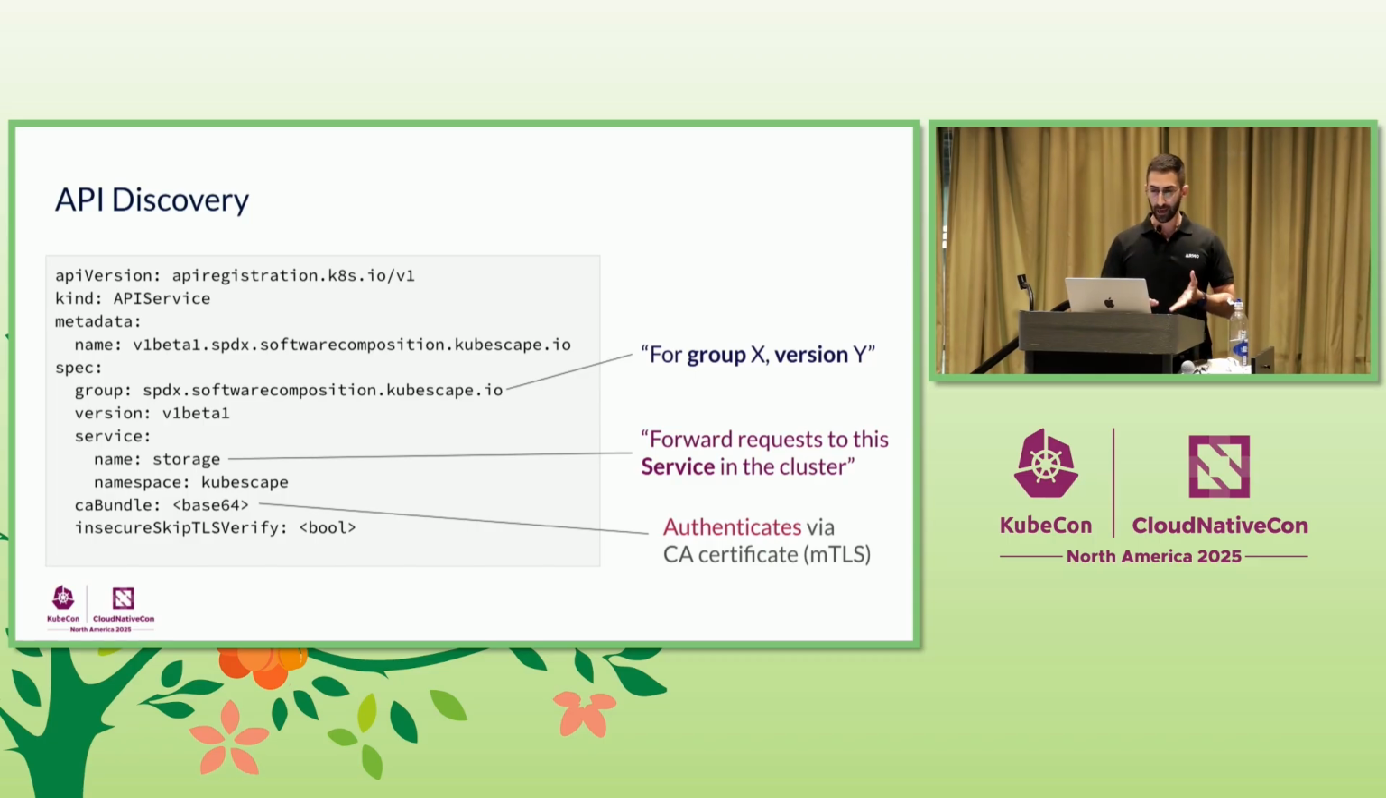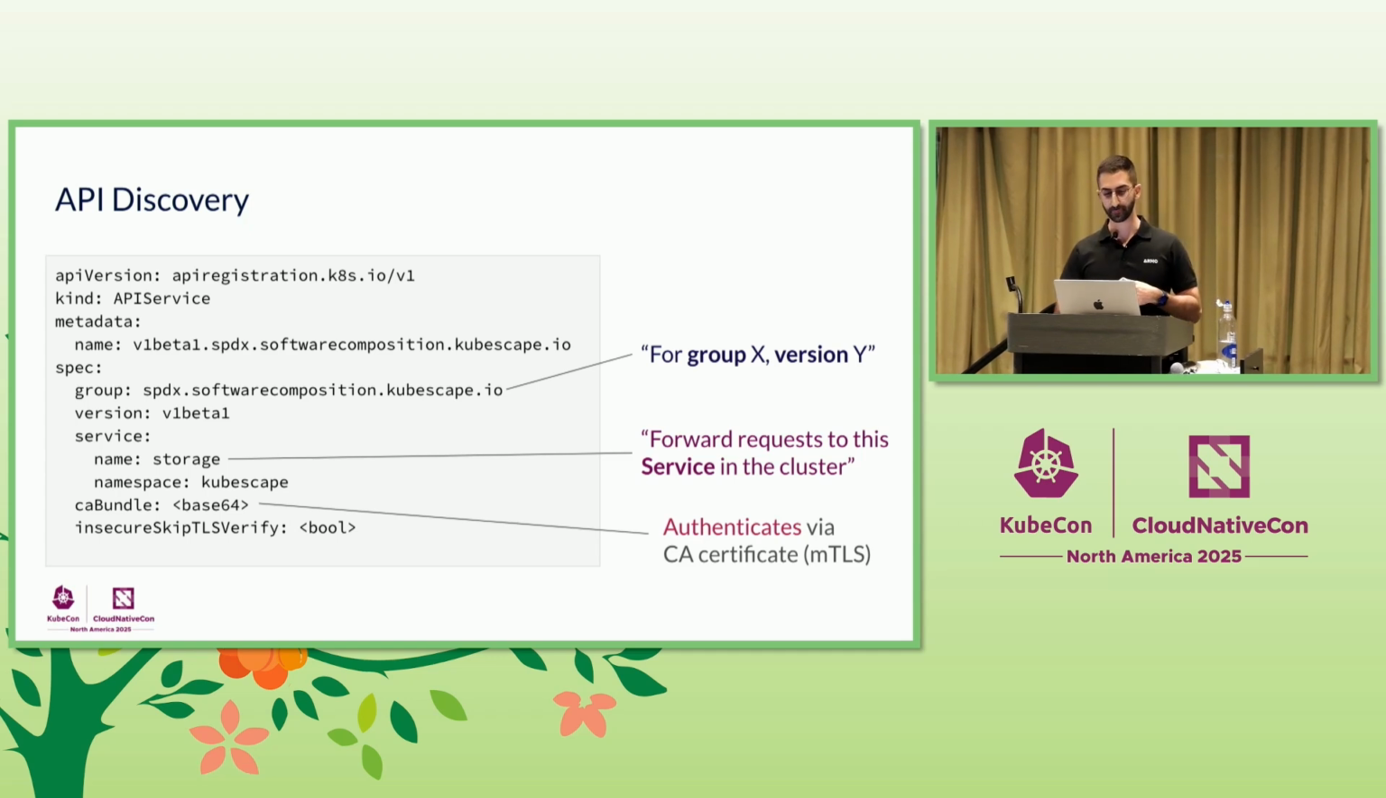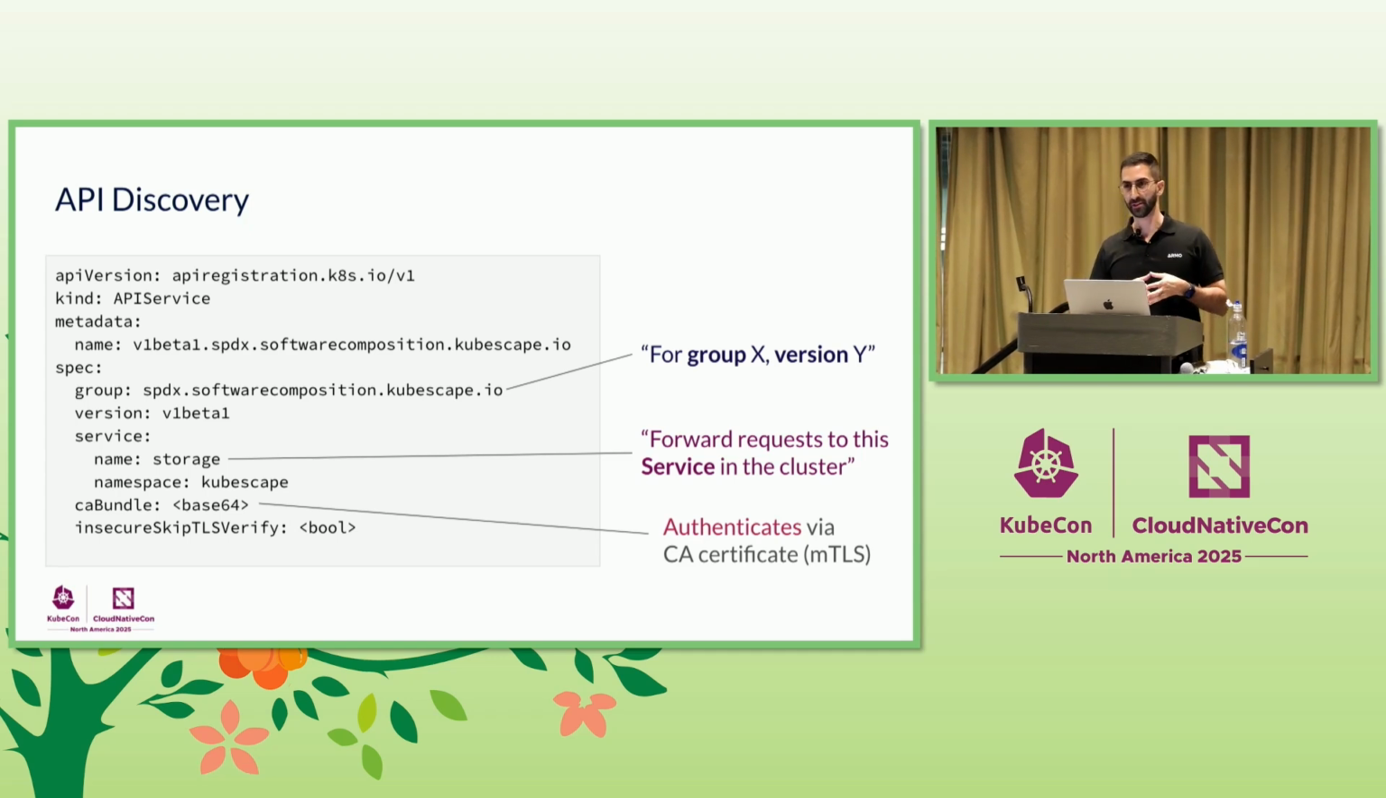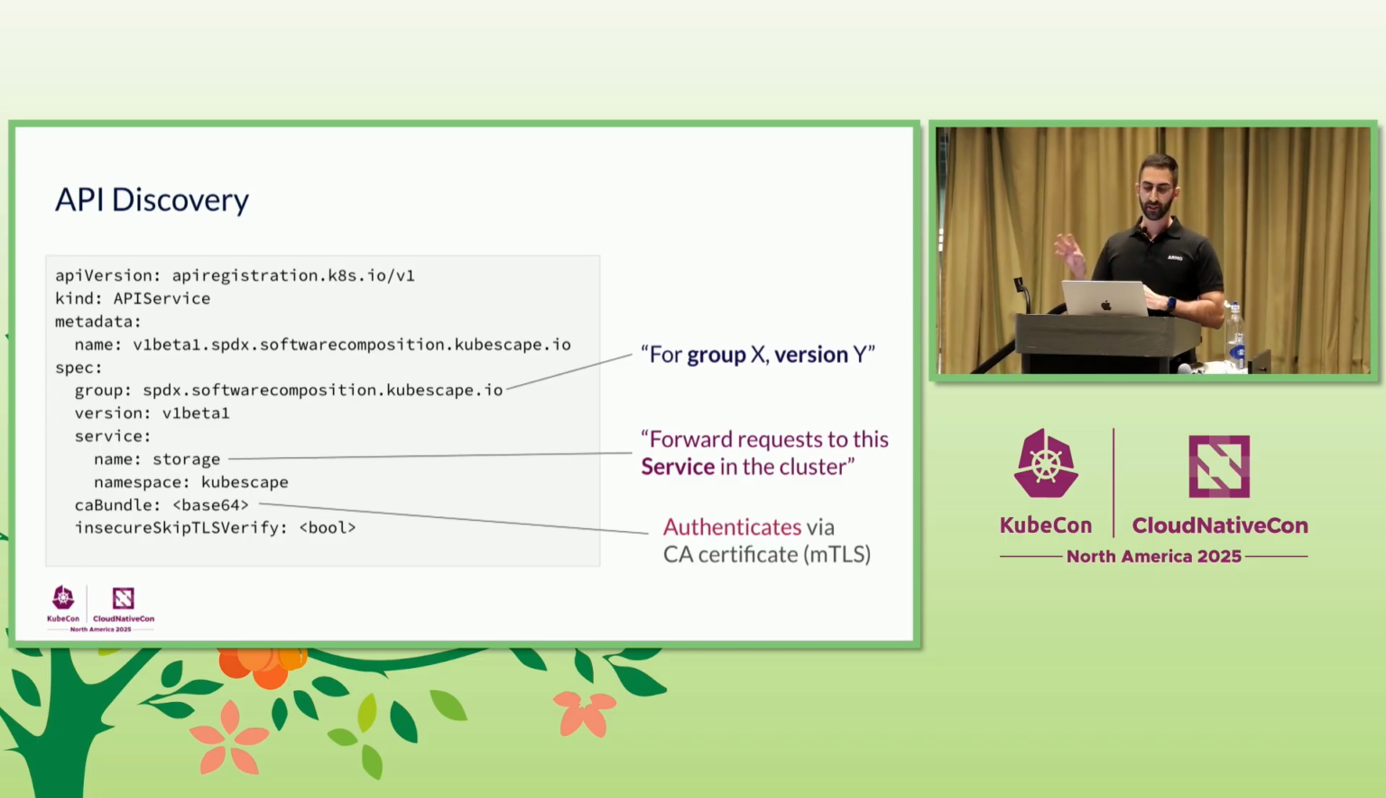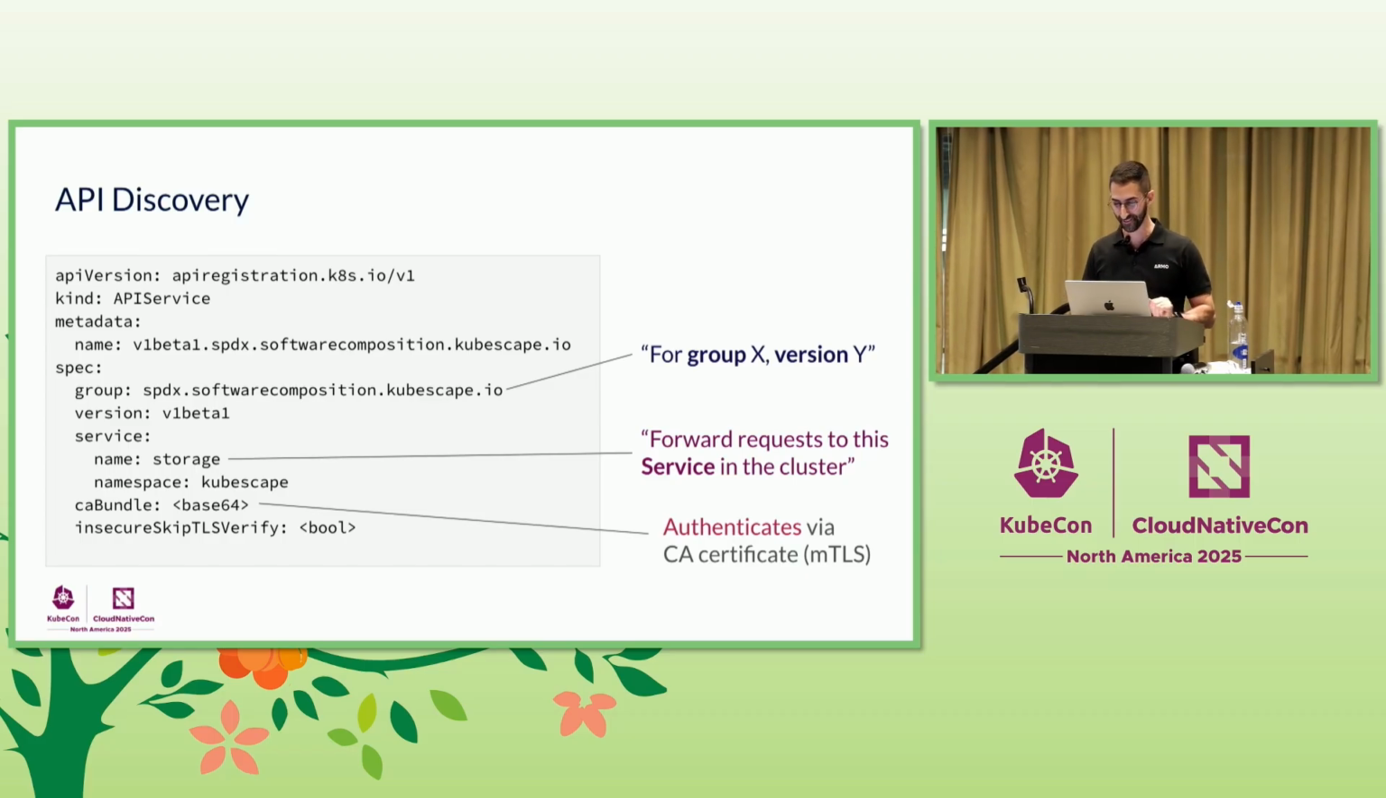So how does the routing work? We have these API service objects, which basically tell the Kube API server: for group X and this version, forward the request to this service in the cluster. Authentication is also part of this resource. You can either provide the CA bundle, or you can skip TLS. That's up to you.